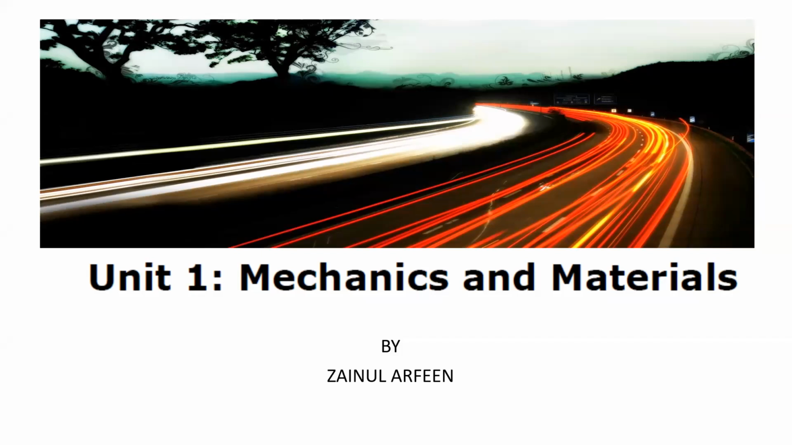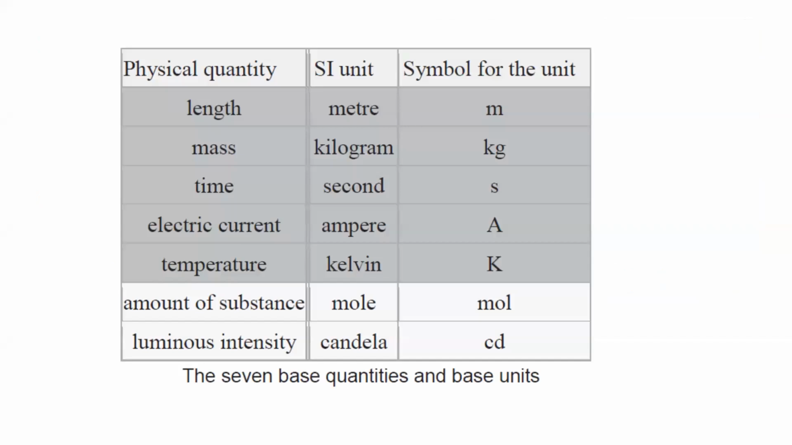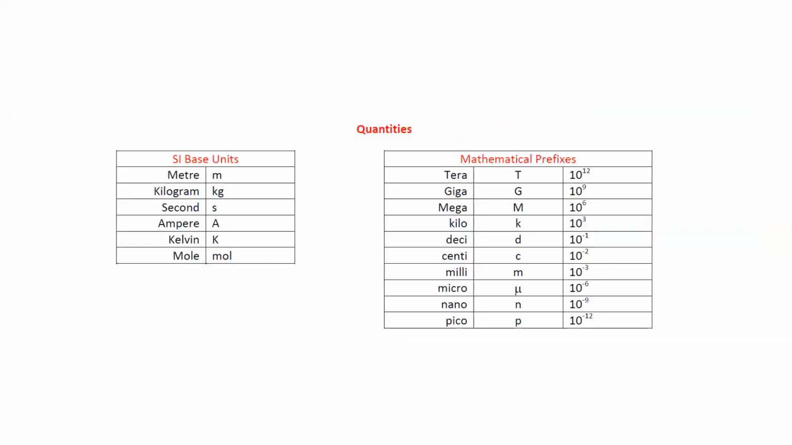This is Unit 1 of Edexcel IAL Physics. We started the topic Mechanics and Materials, and in the first topic we discussed the SI base quantities with their units and the prefixes which we use, as well as the slope of the graph.